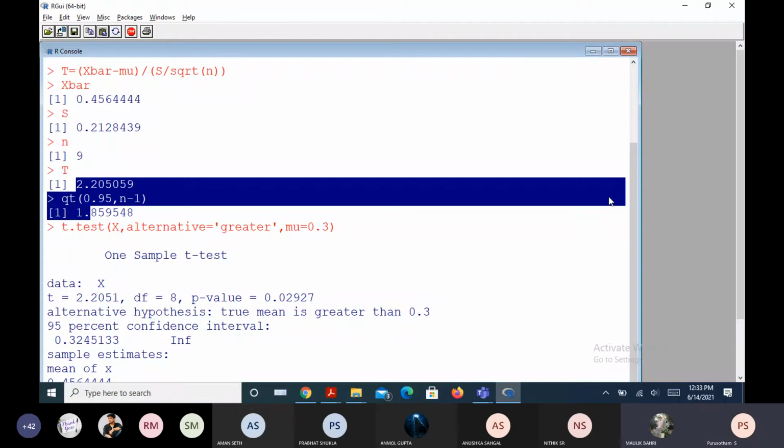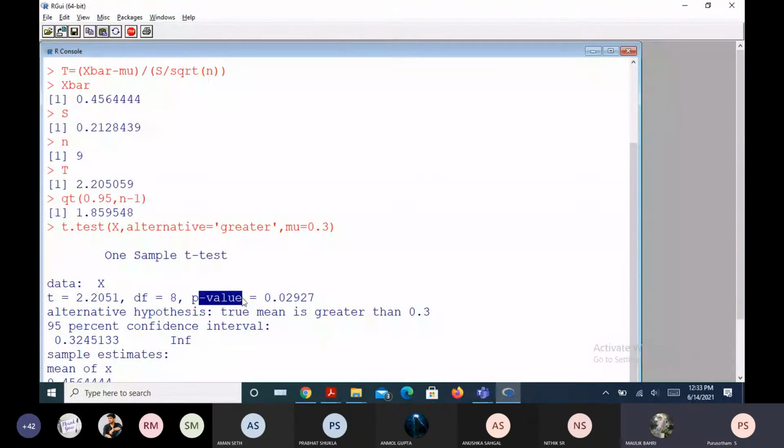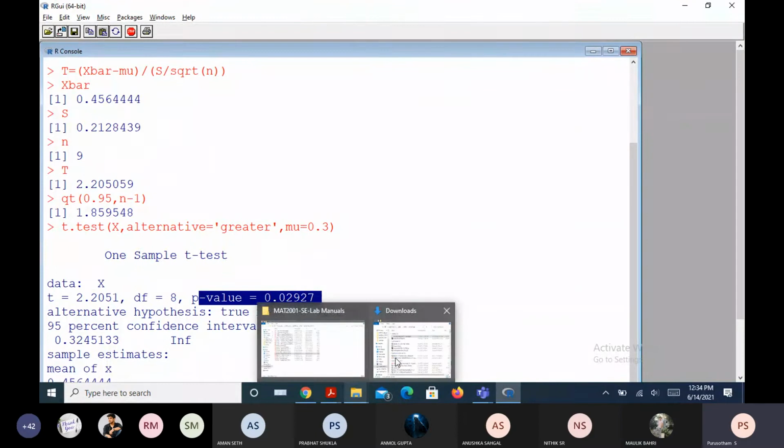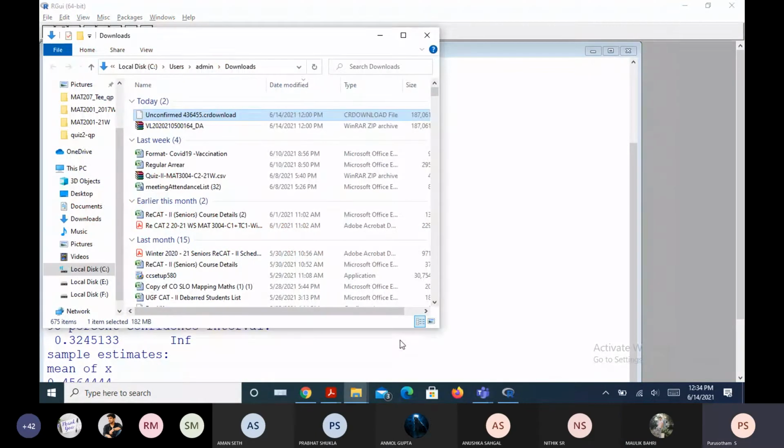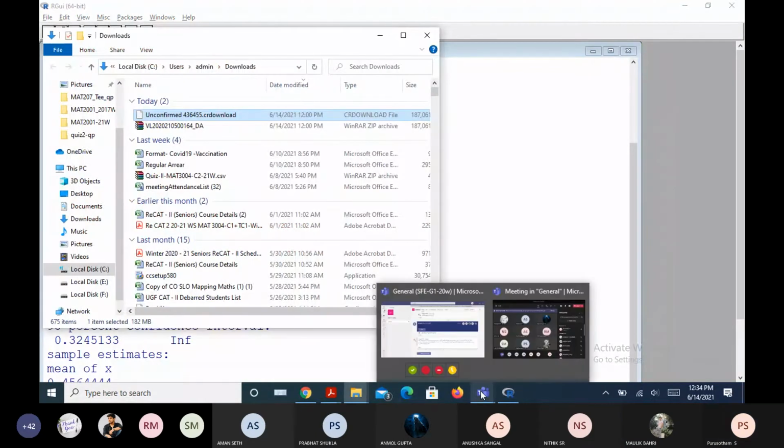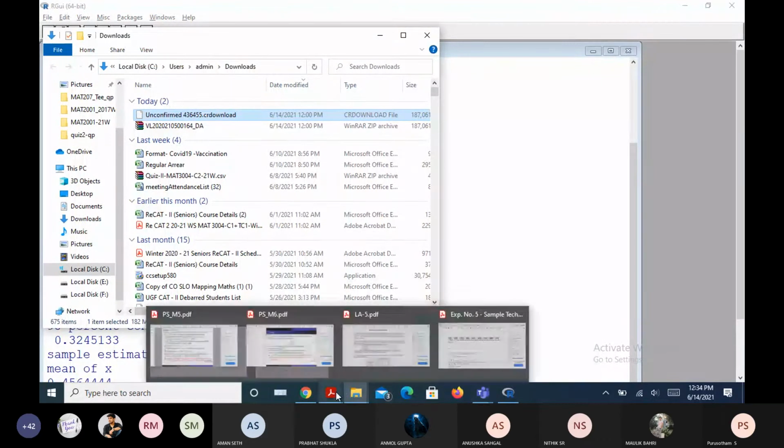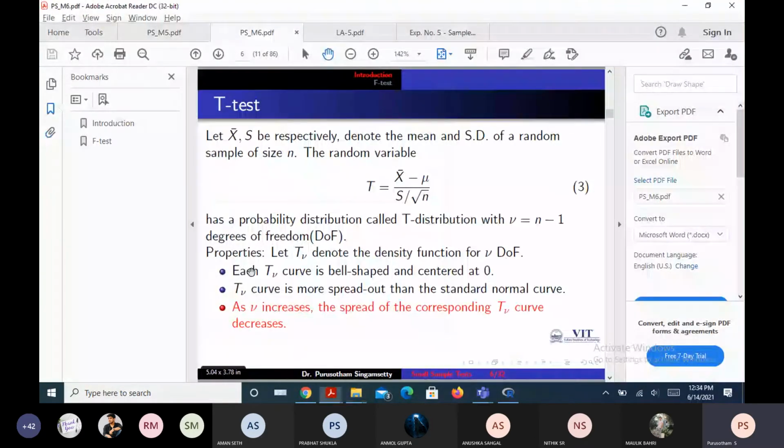In a t dot test that will not give you the critical value, but in addition, it is going to give you a p-value. Actually, after finding this qt, we need to go for the p-value. I gave you some time back the levels of p-value in the 5th module. Yes, module 5.